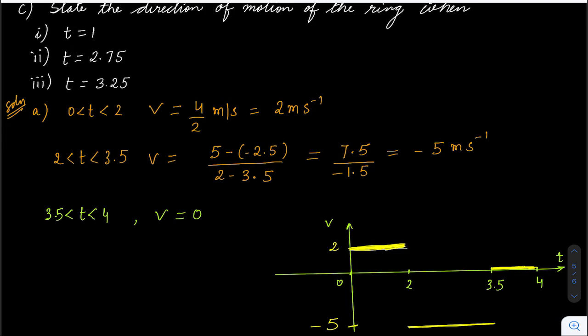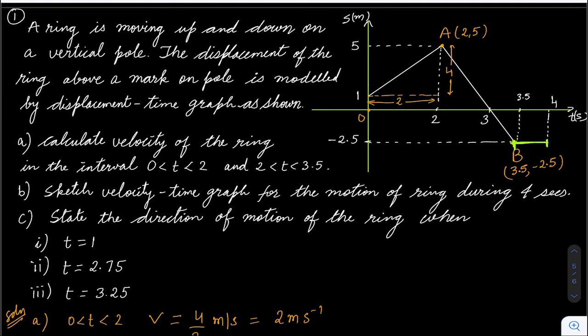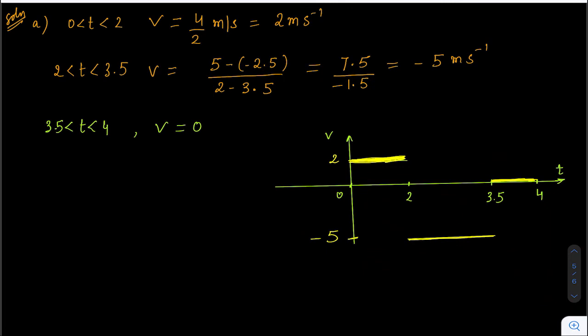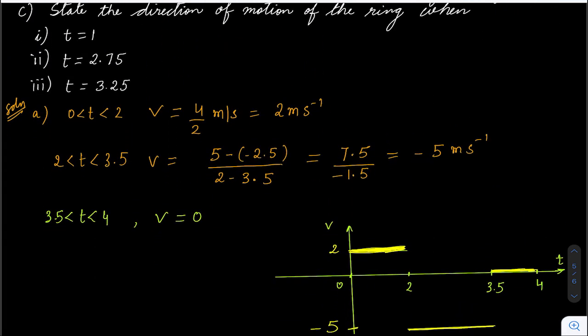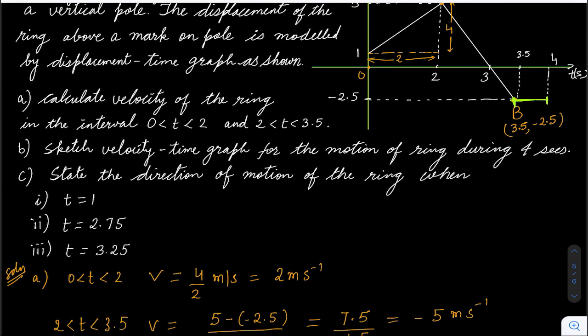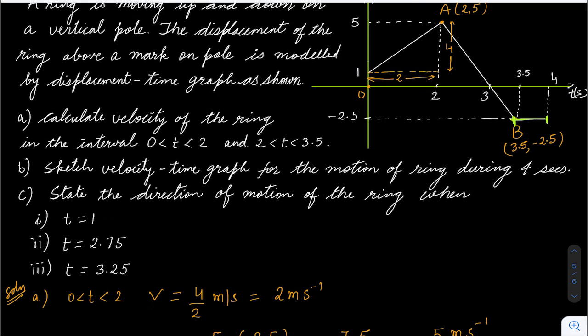Now, if they ask what's the total distance covered by the ring, this is the velocity-time graph, so just find the area. And when you find the area, you will get to know the distance covered also. You can find displacement also, as we discussed. Anyways, that's not the question they are asking. Next is, state the direction of motion of the ring when time t is equal to 1.